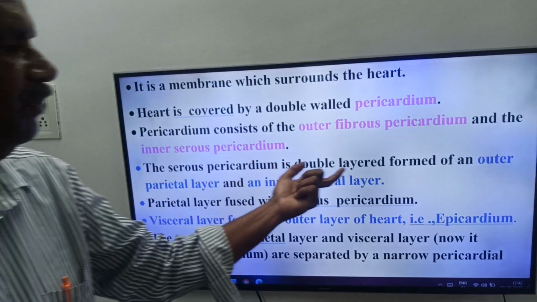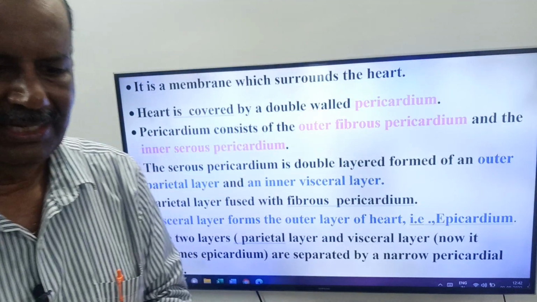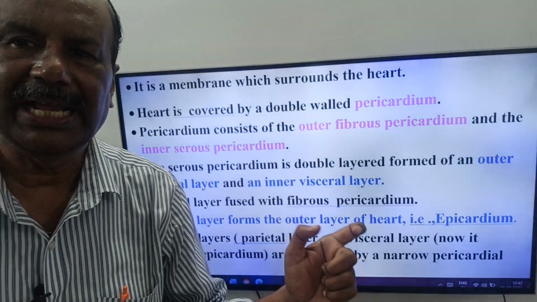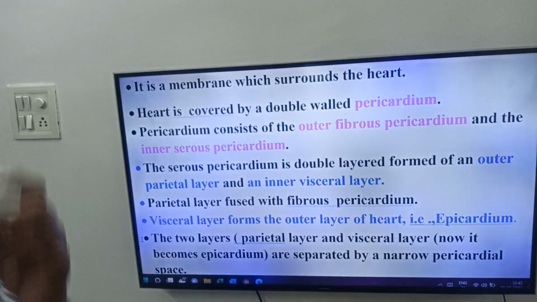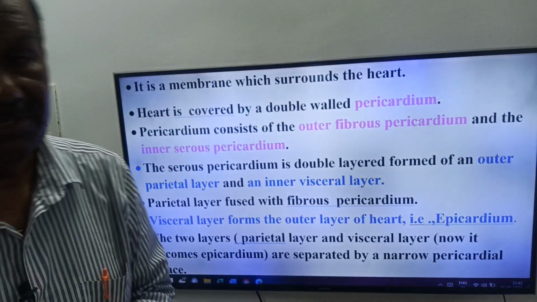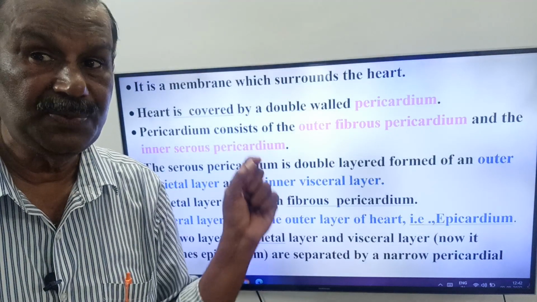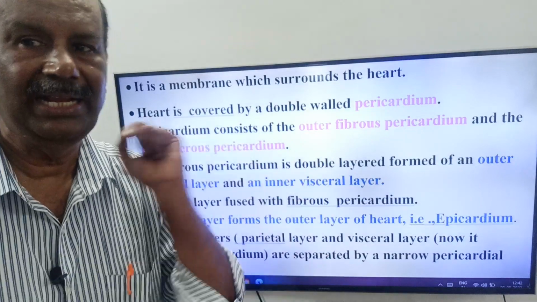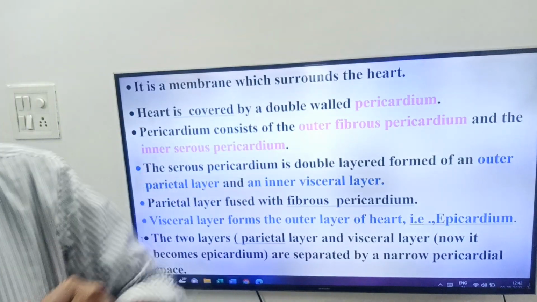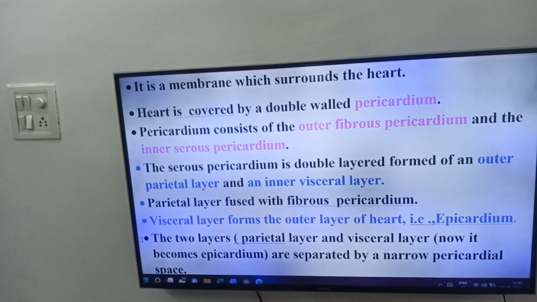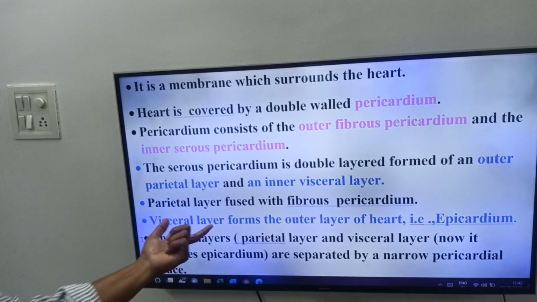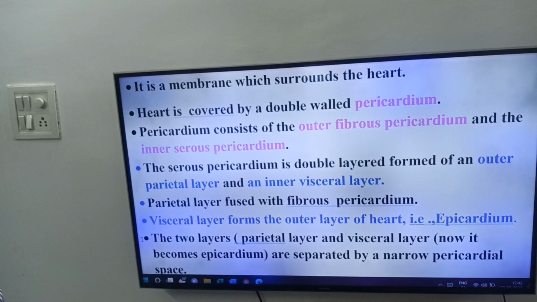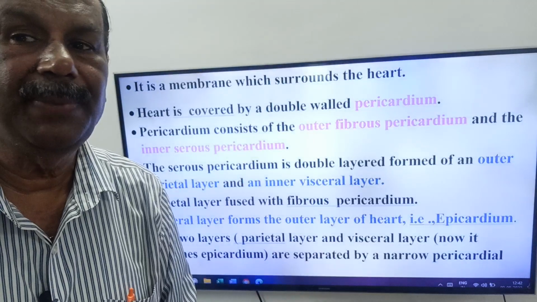Serous pericardium is a double layer structure. It has an outer parietal layer and inner visceral layer, friends. Once again, serous pericardium has two layers, outer parietal layer, inner visceral layer. Next, very, very important, friends. Parietal layer fused with the fibrous pericardium.